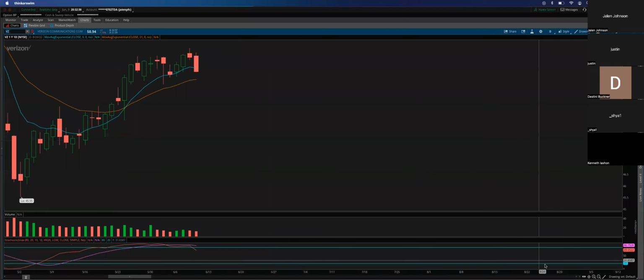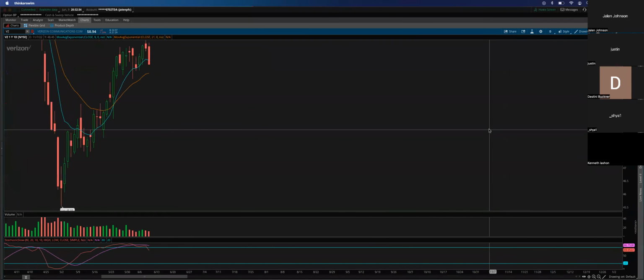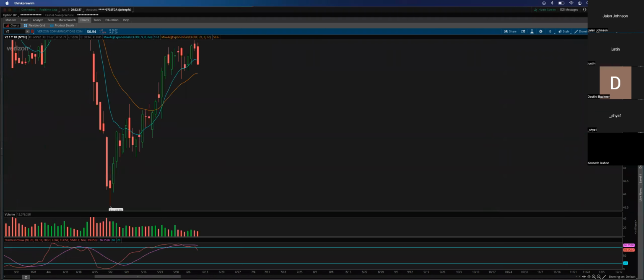This damn zone, I hate this zone. I hate this zone with a passion.